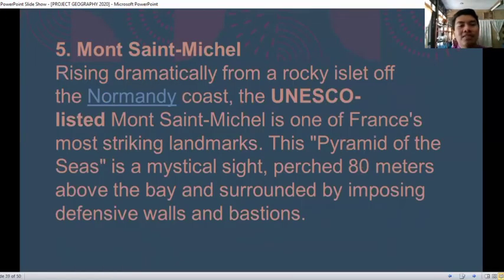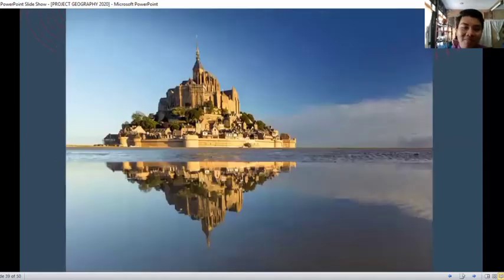Next we have Mount St. Michael. Rising dramatically from a rocky islet off the Normandy coast, the UNESCO-listed Mount St. Michael is one of France's most striking landmarks. This pyramid of the seas is a mystical site, perched 80 meters above the bay and surrounded by imposing defensive walls and bastions. Next is the picture of the place there.